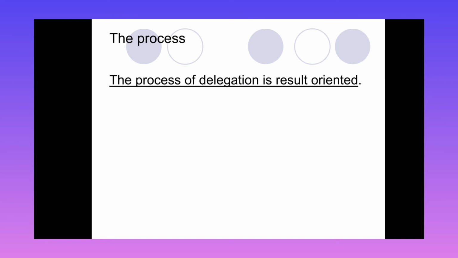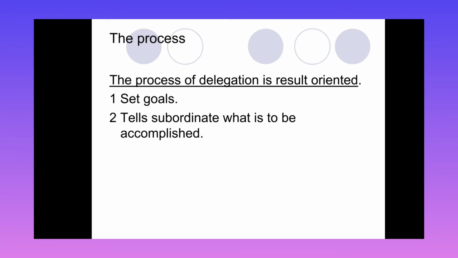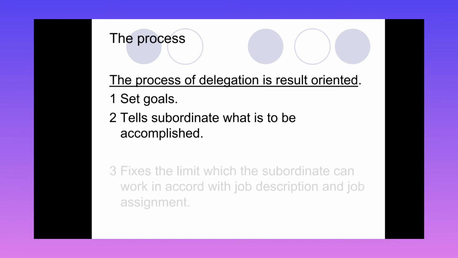Then comes the process. It's result oriented, that I already told you. The objective or the outcome is important for us. So the first one is we have to set the goals. As a manager, what I am going to get from the delegation, that has to be clearly mentioned. That is the first step, to set the goals. Then we have to tell the subordinate what is to be accomplished. What is the outcome of the task we have assigned to the subordinate, that to be clearly mentioned.